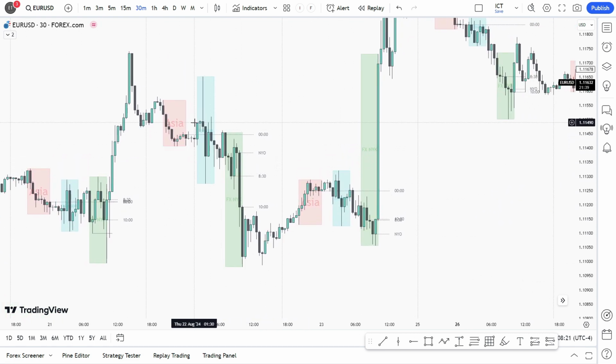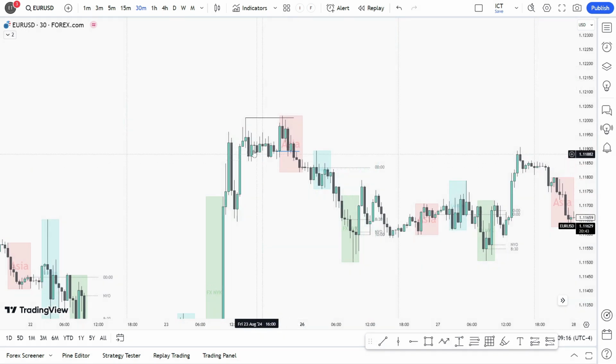So notice how the price is forming that reversal signature within a specific time period, which is the London session, from 2 a.m. to 5 a.m. EST, and then the New York continuation.